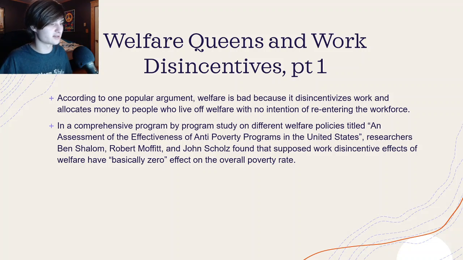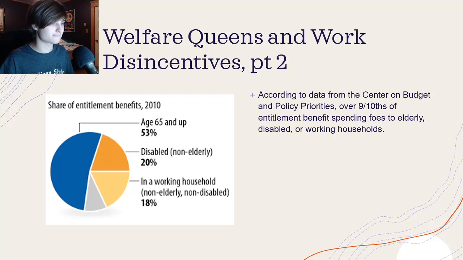In a comprehensive program-by-program study on different welfare policies titled, quote, "An Assessment of the Effectiveness of Anti-Poverty Programs in the United States," unquote, researchers Ben Shalom, Robert Moffitt, and John Schultz found that the supposed work disincentive effects of welfare have, quote-unquote, basically zero effect on the overall poverty rate.